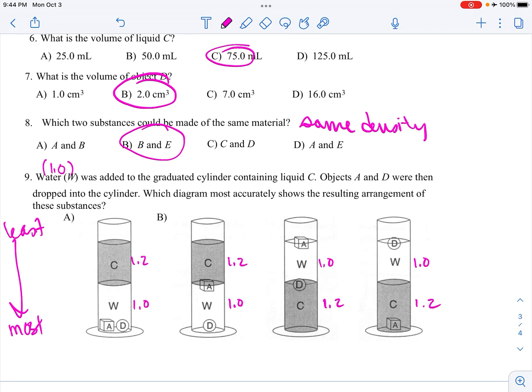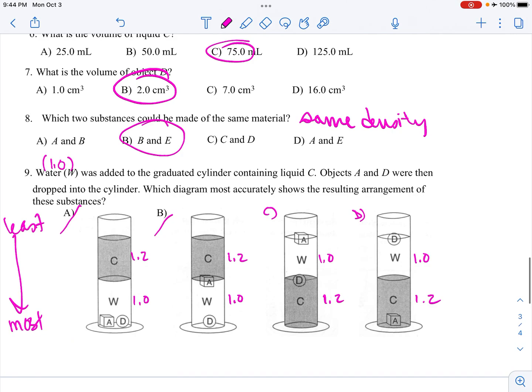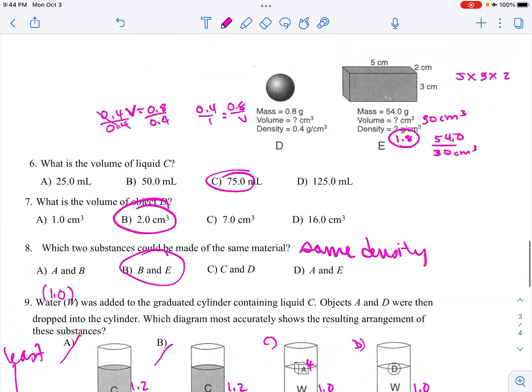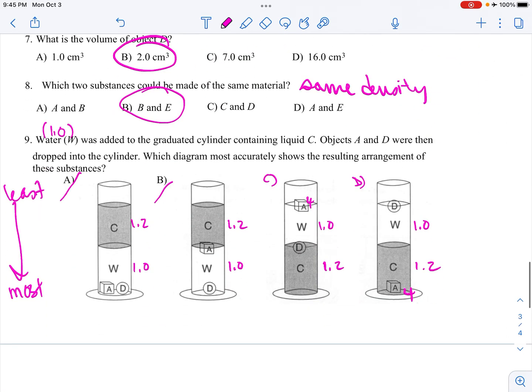So right away, A and B are going to be wrong because C is more dense, and so it would be on the bottom. So we're down to C and D. All right, so now we need to figure out, okay, so the cube A is 4. So this is a 4. This is a 4 here. And the sphere D is 0.4. So C is not going to work because the most dense item is not floating. The most dense item should sink, which it does in choice D.